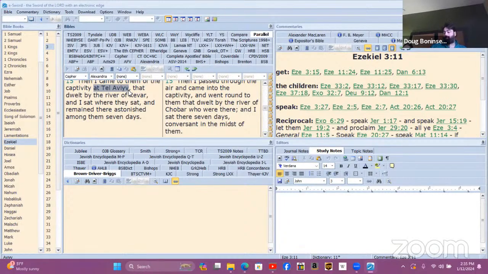Now, we could look up geographically to see if the river Kobar is in Tel Aviv, because if it is, then there's not an issue. But if it's not in Tel Aviv, then you have the Masoretes geographically changing this prophecy, or this vision where he saw the vision.